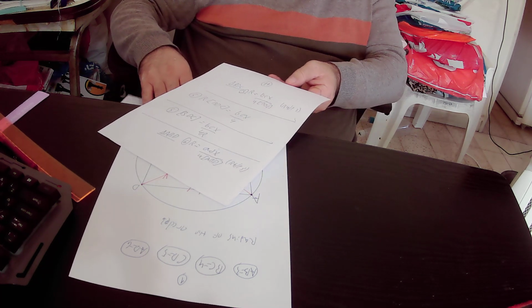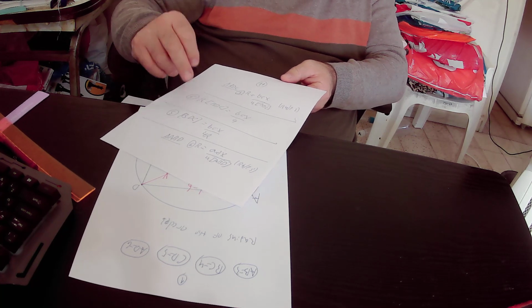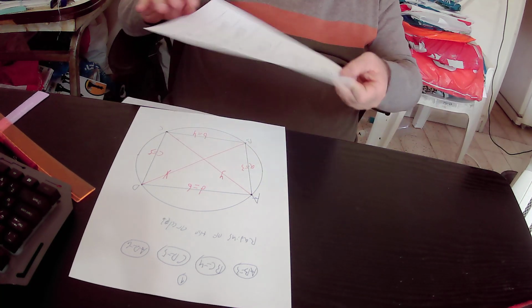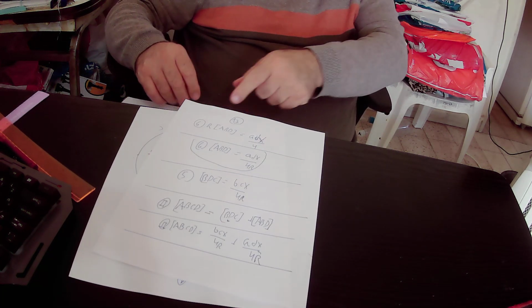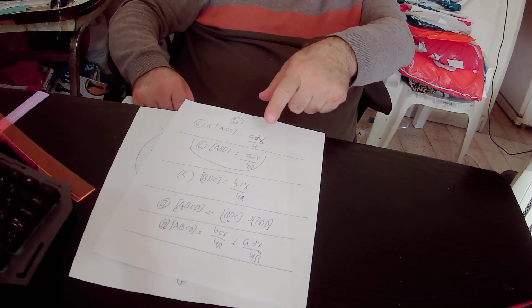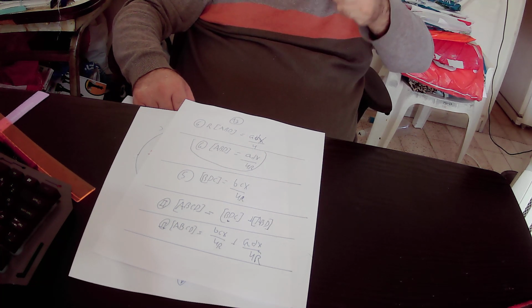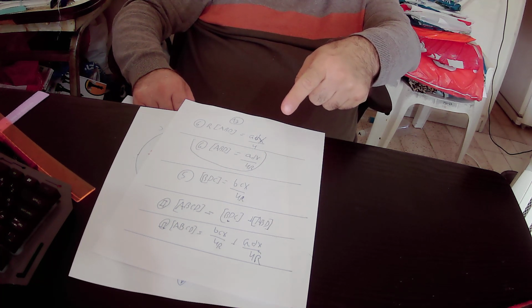Here we multiplied equation number 6 by the area of triangle ABD, and we got this expression. Then we divided equation number 6 by R, and we got the area of triangle ABD equals ADX over 4R.